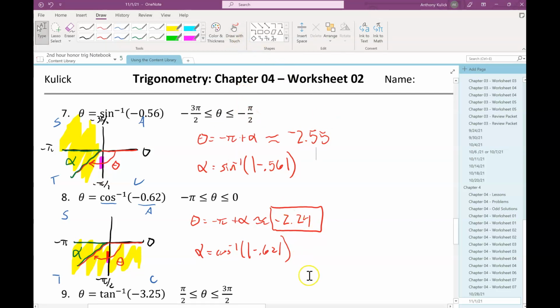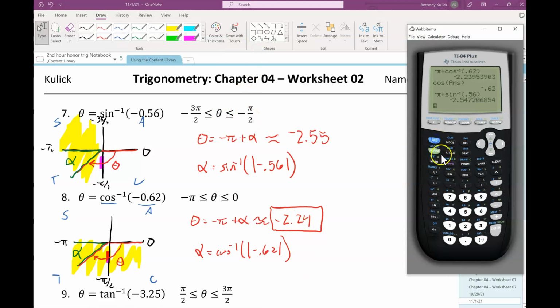So the last thing I'm going to check: sine of that answer better give me negative 0.56, which it does. And that value has got to be bigger than 3 pi over 2, which it is, and has to be smaller than pi over 2, which it is. So we're good.